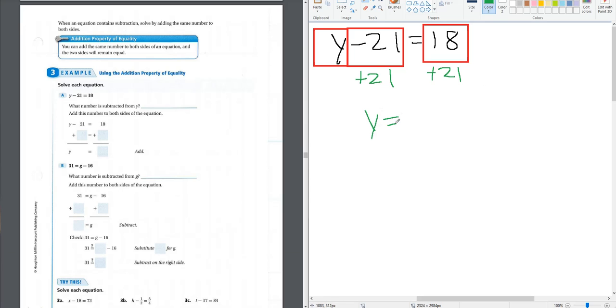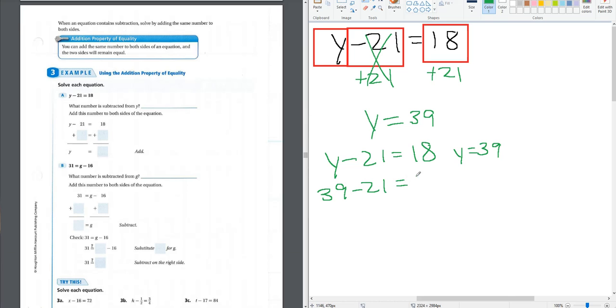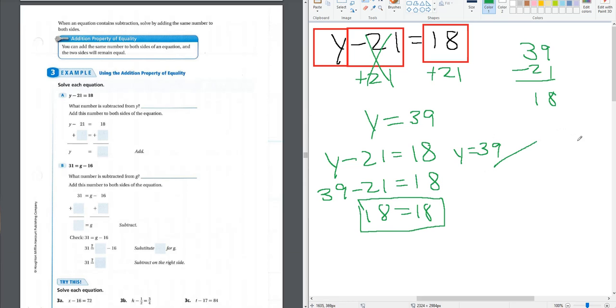So y is equal to, because these cancel, 18 plus 21. Was that 9, 3, 39? Awesome. And if we want to check if that's true, okay. So y minus 21 is equal to 18, where y is equal to 39. So I'm going to plug in 39 where the y was. So 39 minus 21 equals 18. 39 minus 21 is 18. So 18 equals 18. Left and right side are the same. That is a correct solution.